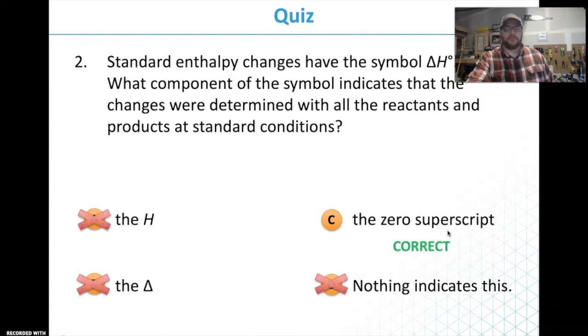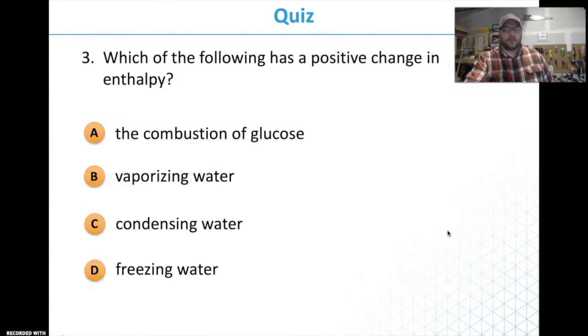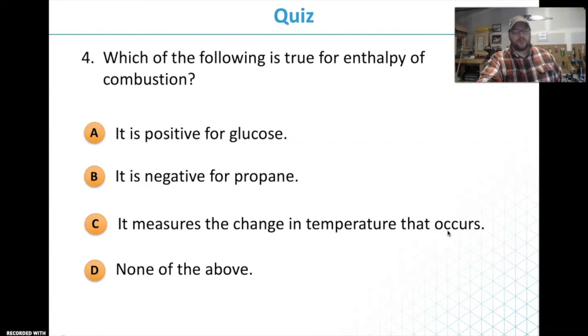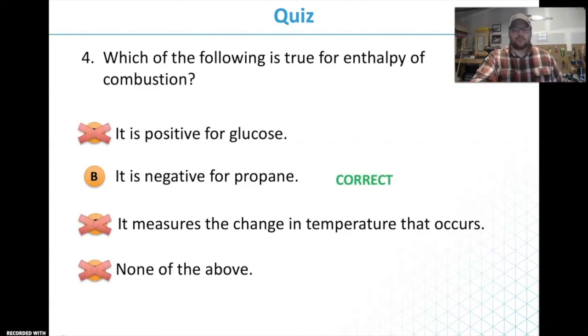Solution would be C, that superscript up there. Number 3. So positive change in enthalpy. Think back to lesson 2 on this. Positive delta H would mean that energy is going into the system. So which one do we have to put energy into? It'd be vaporizing water. And number 4. And the solution is B.